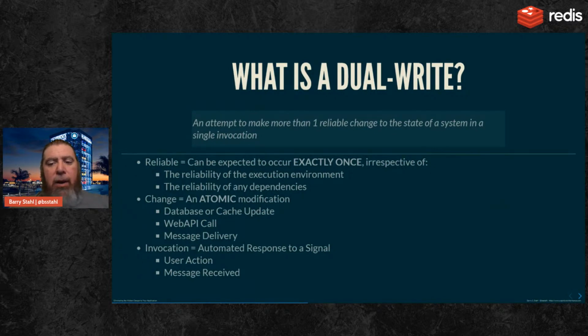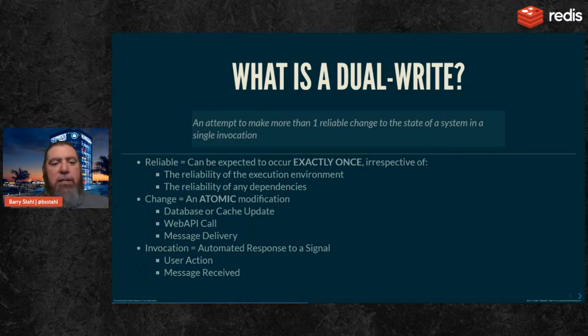By change here, I mean an atomic modification. So if we're making multiple changes to multiple tables in a database, as long as we do it within a transaction, taking into account that the longer the transactions are, the more chance there is of failure, that's a single modification. Same thing from the perspective of our application for making a web API call or sending a message, say, to a streaming service, something like that. So a single modification is something that's an atomic change to the system state.